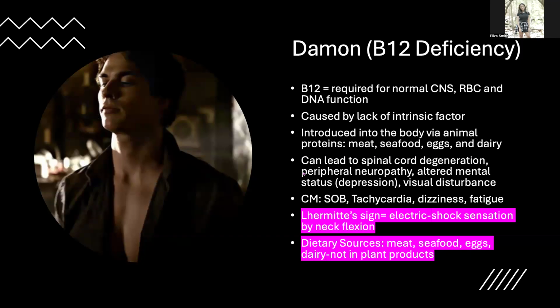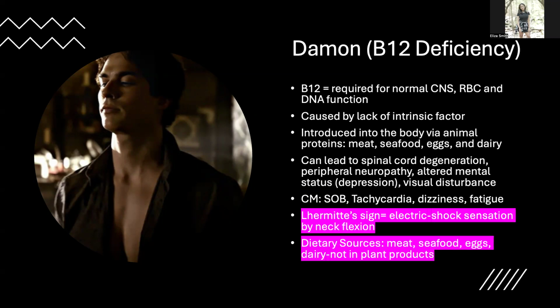So the next disorder is vitamin B12 deficiency, and we have Damon as our prototype for this disorder. Now, this is also referred to as pernicious anemia, which is going to affect nerve function and mental clarity, sometimes causing mood changes. Now, Damon's erratic emotions, impulsivity, and moments of deep exhaustion could represent the neurological and the cognitive effects associated with B12 deficiency.